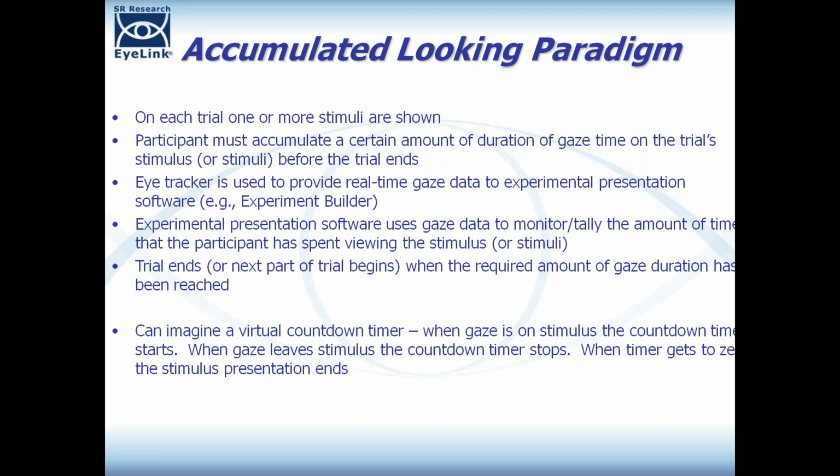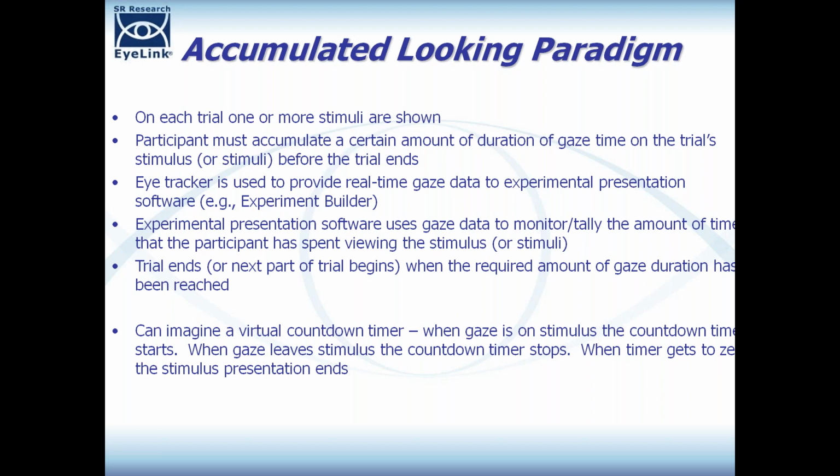And the participant must accumulate a certain amount of gaze time on the stimulus, or stimuli if there's more than one image or stimulus on the screen. And then when they accumulate that amount of gaze time, the trial ends or it moves on to the next section of the trial. So the way this works is the eye tracker is providing the real-time gaze data to the experiment presentation software. And in this case, as we're talking about today, it's providing it to Experiment Builder.